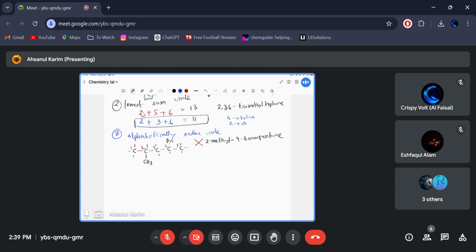Look at the substituents, M and B. In alphabetical order, who comes before, M or B? Of course, B, right? So what you have to write? You have to follow the red numbering system, just rearrange it: 4-bromo, 2-methyl pentane, something like this. That's it. This is the correct numbering and also the correct naming order. No issues?